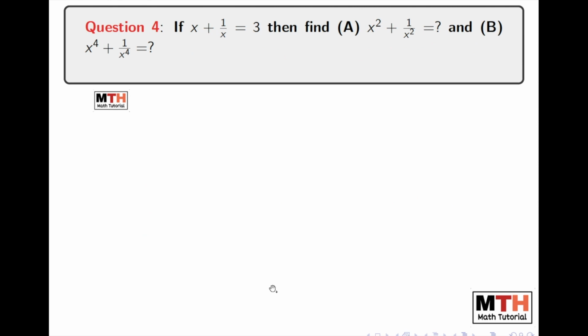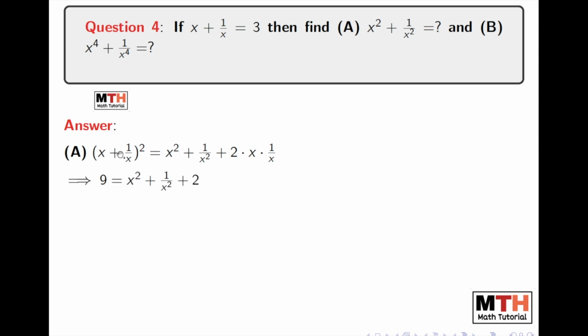Now question number 4. If x plus 1 by x equals to 3, then find the value of x square plus 1 by x square and the value of x power 4 plus 1 by x power 4. Answer. We are squaring this quantity. X plus 1 by x whole square equals to x square plus 1 by x square plus 2 times x times 1 by x. And the value of x plus 1 by x is 3, so we get 3 square, that is 9, equals to x square plus 1 by x square plus 2, as x times 1 by x is 1. Thus x square plus 1 by x square equals to 9 minus 2, which is 7.